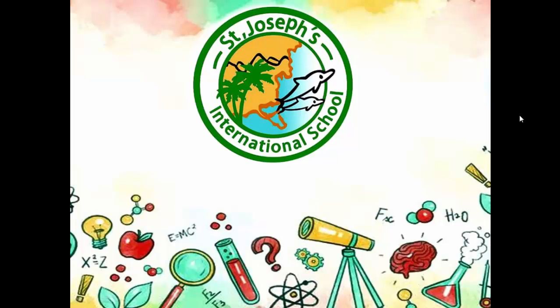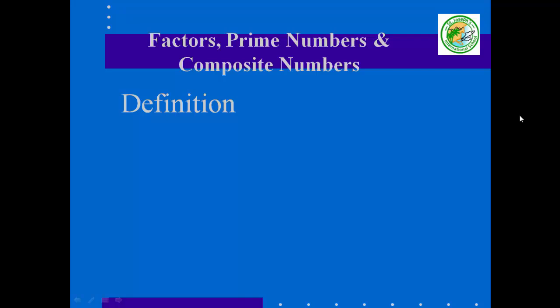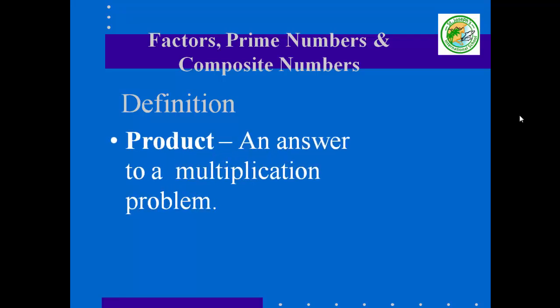Hello Primary 4. Our lesson today is factors, prime numbers and composite numbers. First, you must know this definition well. Product is an answer to a multiplication problem. The answer of a multiplication problem is called product. For example, if we have 7 times 8 equals 56, now we can say that 56 is called product. This is the answer of the multiplication operation. Okay?